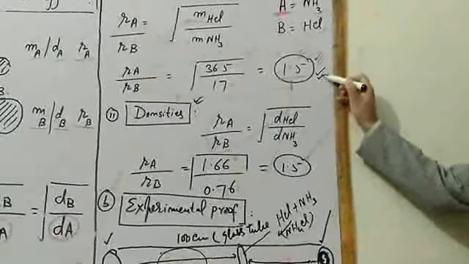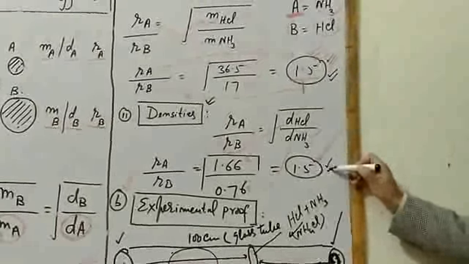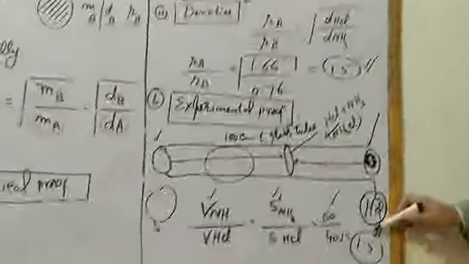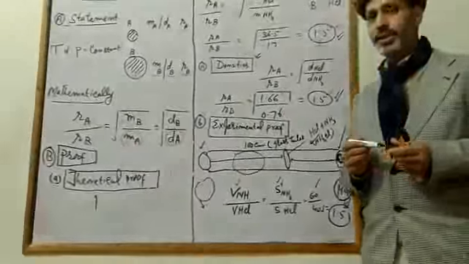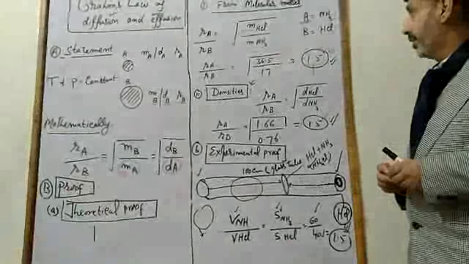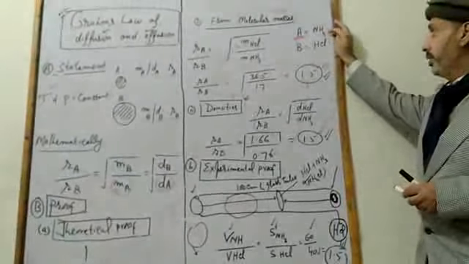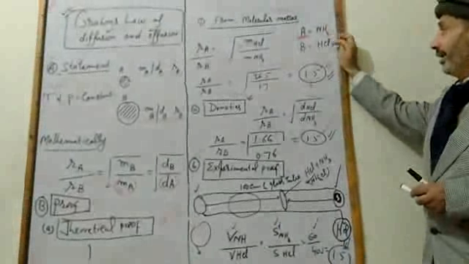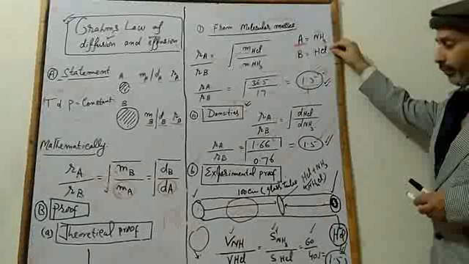So here you have got two theoretical proofs. One is from molecular masses, another from the densities, and the third one is the experimental proof. All these three proofs suggest that ammonia, which is a lighter gas, diffuses at a higher rate as compared to HCl, which is a heavier gas.